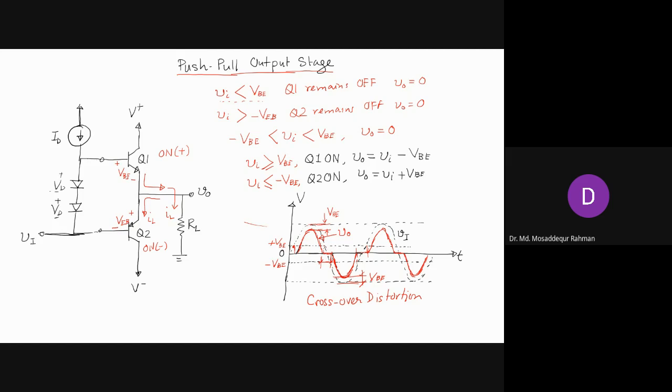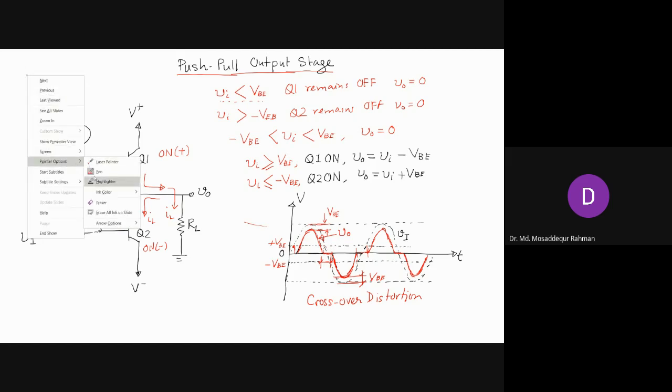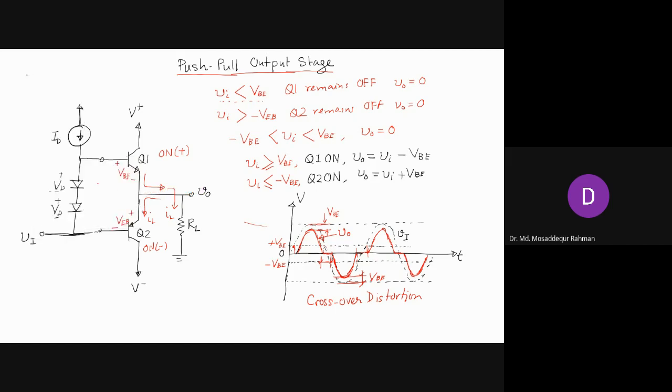So now Vi does not have to provide these forward bias voltages, because they are being supplied by the two diodes, right? Is that clear, guys? This is shown as VB.